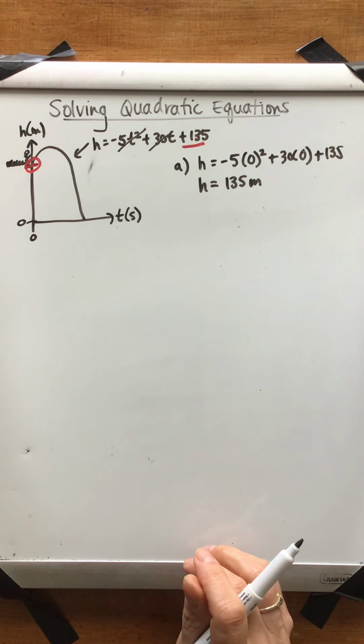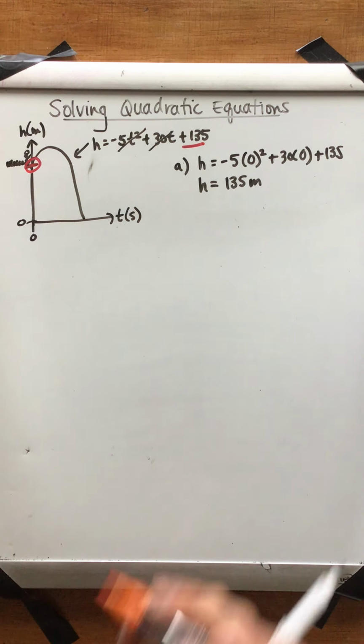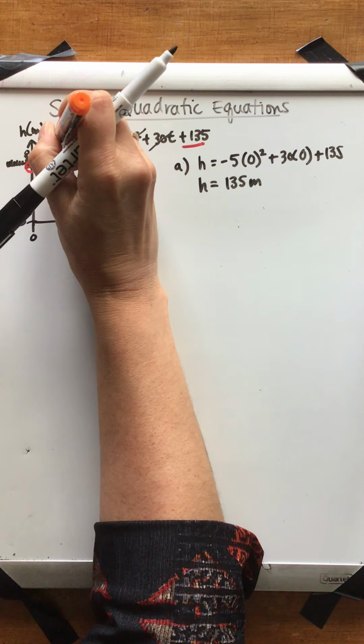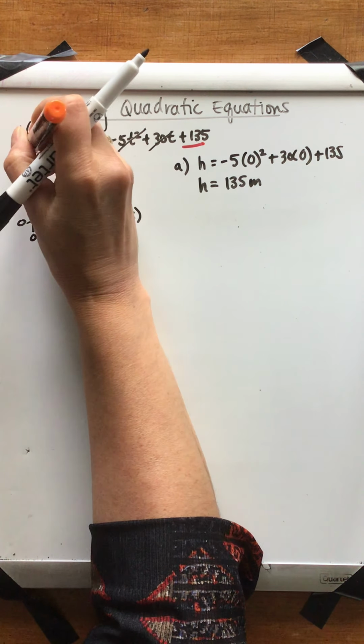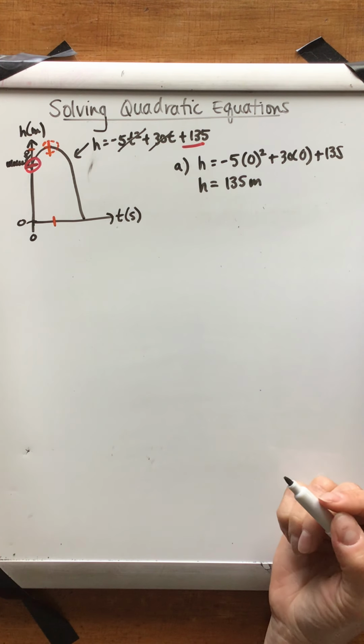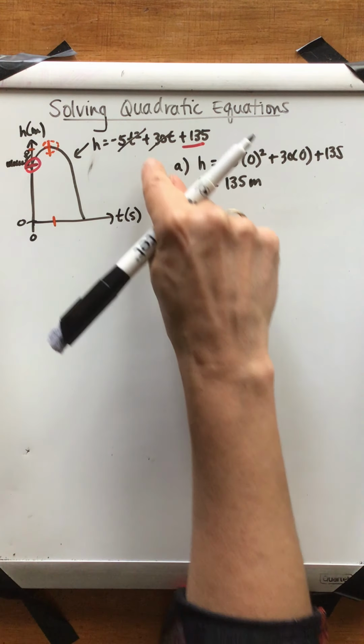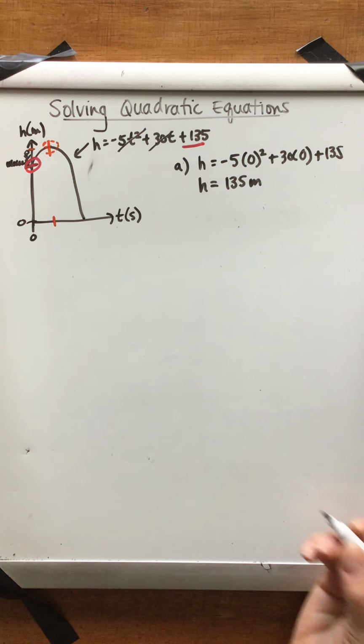Part B, what is the maximum height of the rock, and when does this occur? As soon as I see the word maximum or minimum, I know that I'm talking about the height and the time it takes for the highest point, or the vertex, of that parabola. So how can we solve for the vertex? Well, we can take this and we can complete the square.